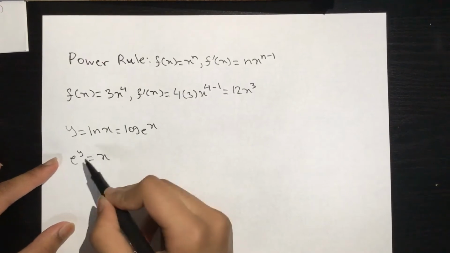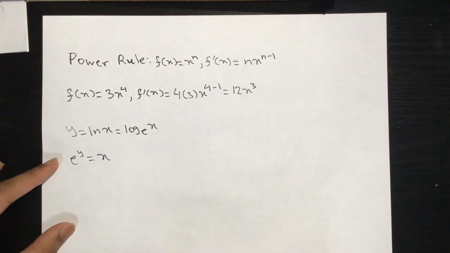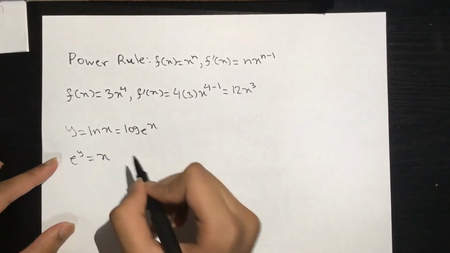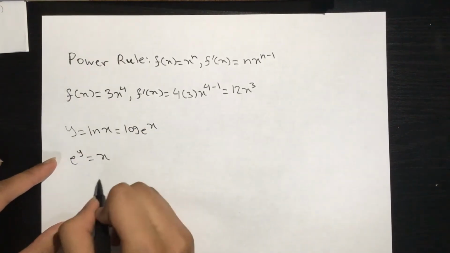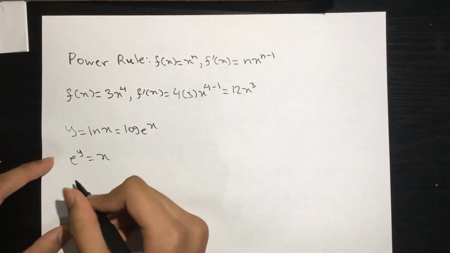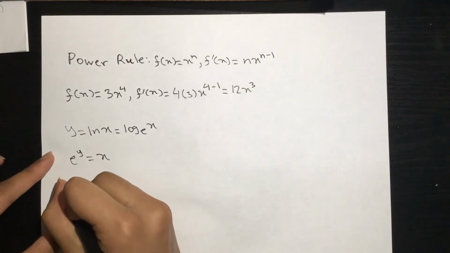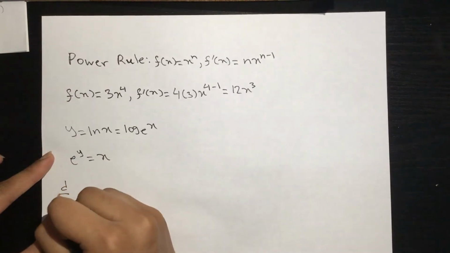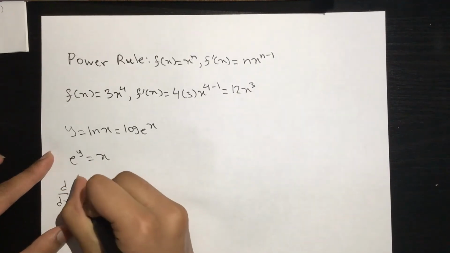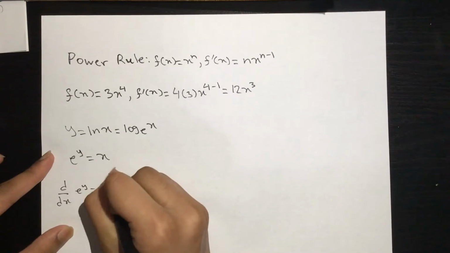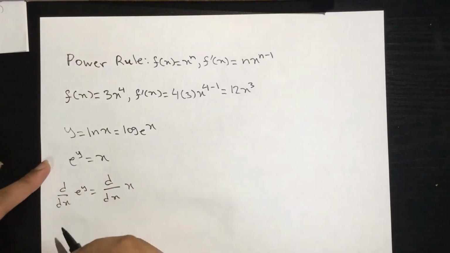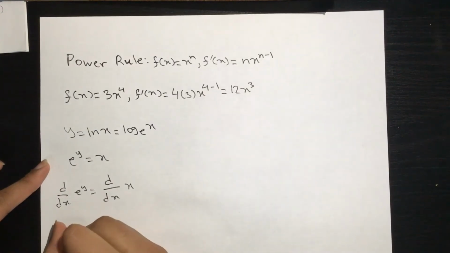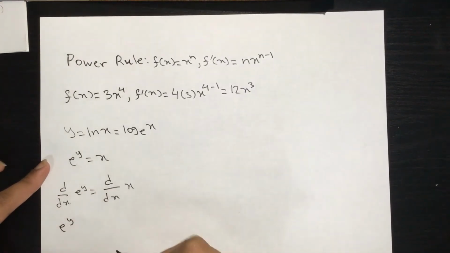This is the same as this, since logarithms are just a different way of writing exponents. So in the exponent form, it'd be e to the y equals x. And from here, we can differentiate both sides with respect to x. So doing that, we would get d by dx of e to the y equals d by dx of x. And we know that the derivative of e to the x is just e to the x itself.